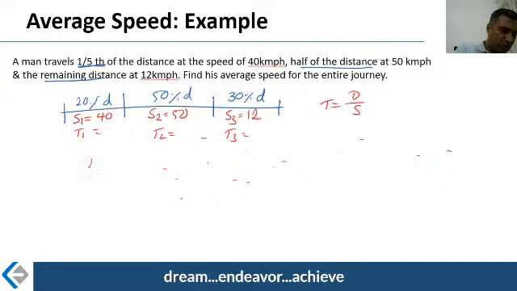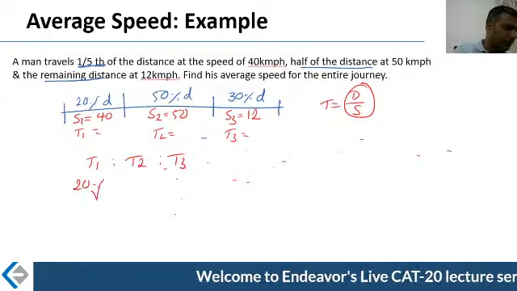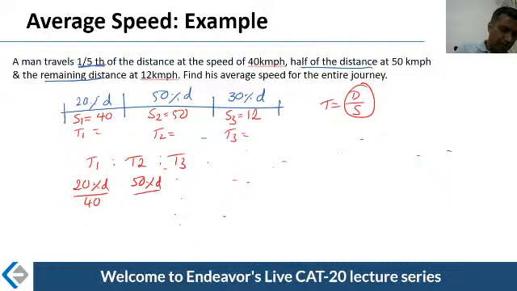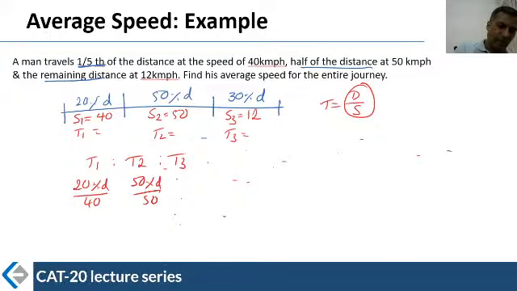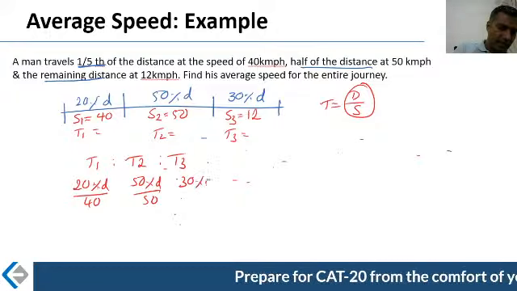Therefore, T1 is to T2 is to T3. You are trying to find out T1 is to T2 is to T3. Distance by speed. T1 is 20% of d by 40. T2 is 50% of d by 50. What is T3? T3 is 30% of d divided by 12.